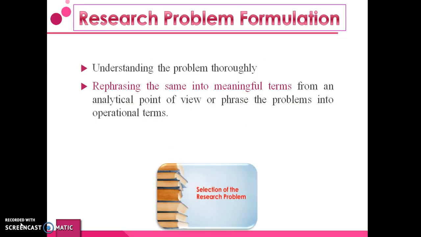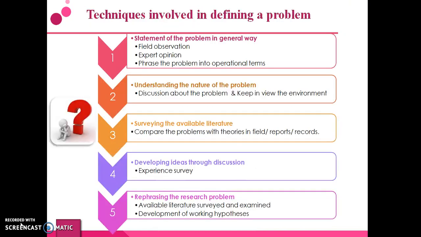Research problem formulation. Formulating the research problem is the first and foremost stage in business research. Before that, we should thoroughly understand the problem. What are the problem, the consequences, and the effects of the problem on the organization? We need to find it out and rephrase the same into meaningful terms from an analytical point of view, or quantify it. For every problem we need to quantify what variables are influencing and what the level of impact of each variable is, and phrase the problem in operational or measurable terms, which is required for formulating the research problem.